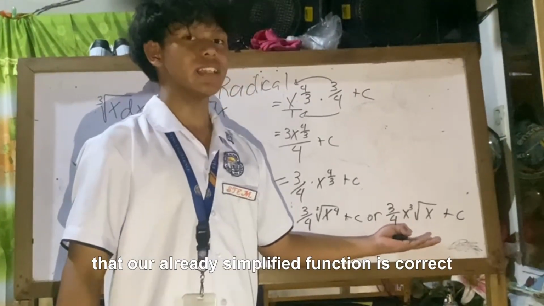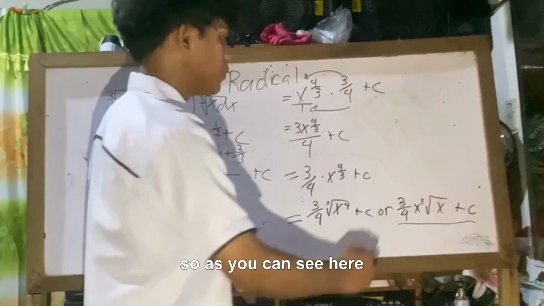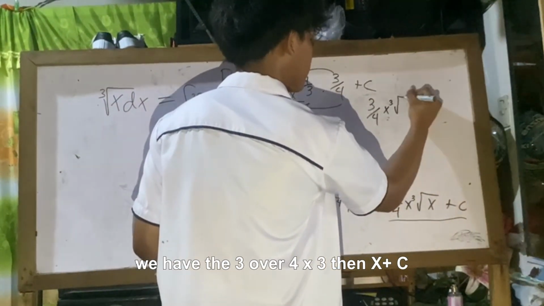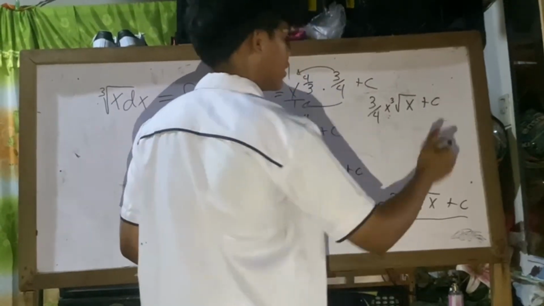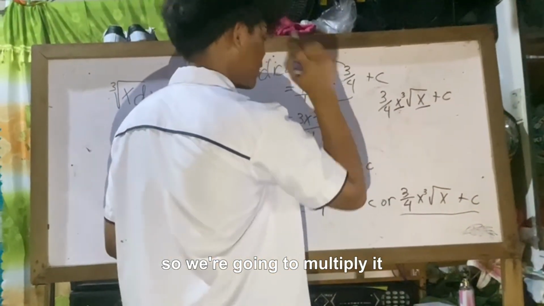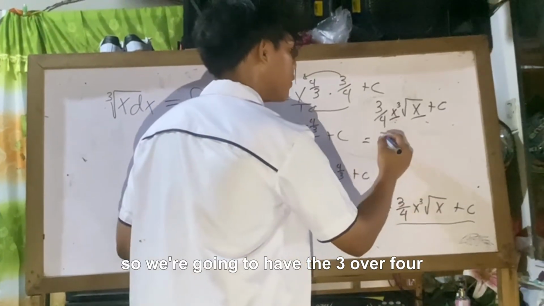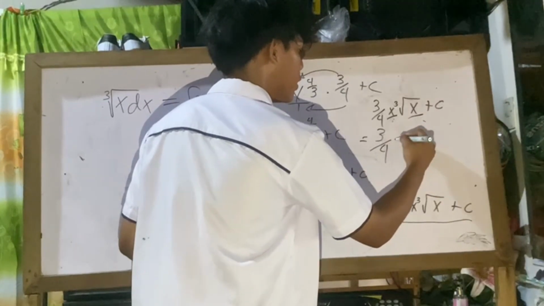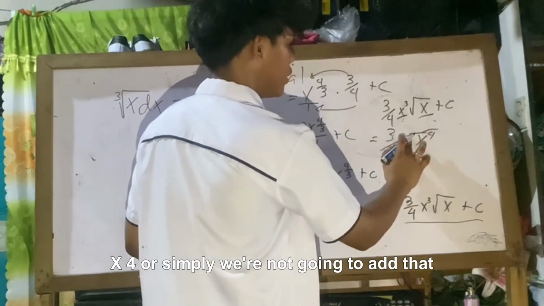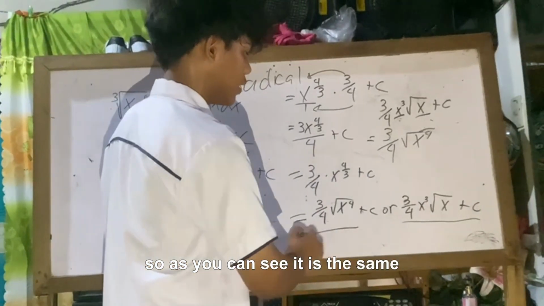But how sure are we that our simplified function is correct? As you can see here, we have 3/4 x cube root of x plus c. We're going to multiply x raised to 3 then our x, so we're going to have 3/4 x to the 4, or simply we're not going to add that. So as you can see, it is the same.